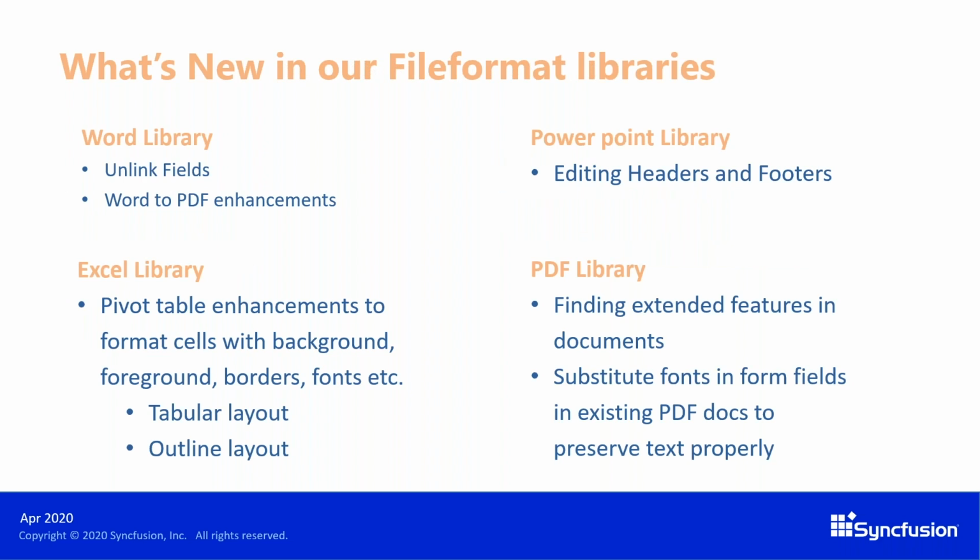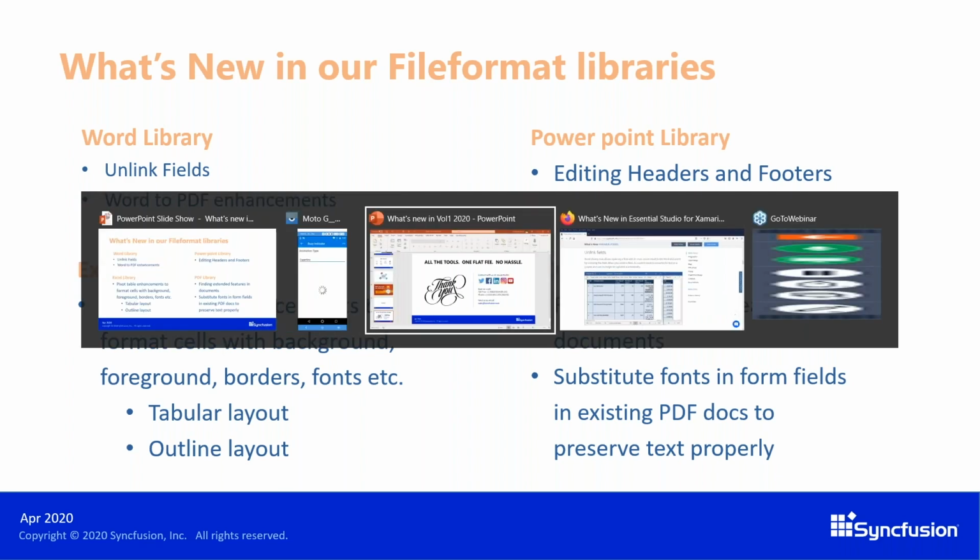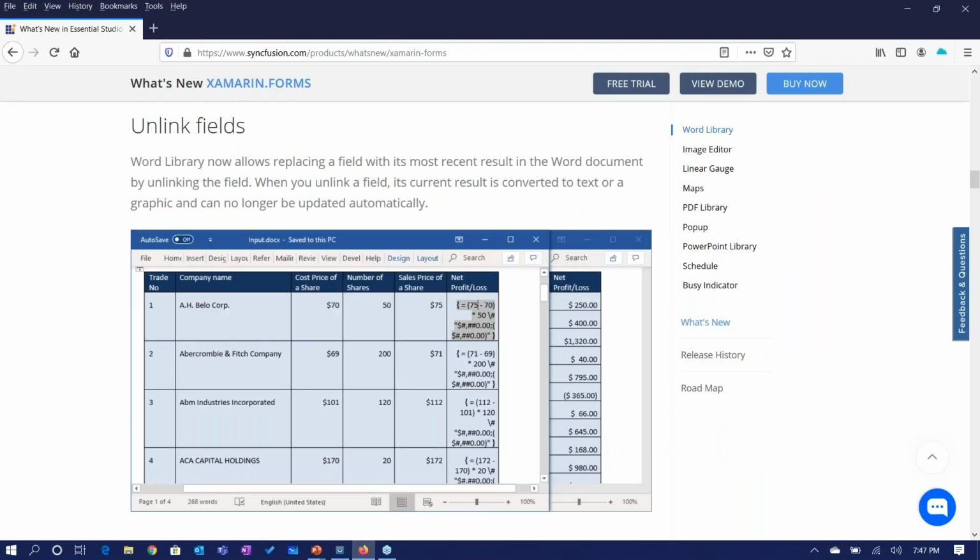The next set of features are from our file format libraries. We have the Word, PowerPoint, Excel, and PDF libraries. Let me show you what the features are there. You now have unlink fields. Whenever you have a Word document, you can unlink a particular field from the current result. So you can see here.